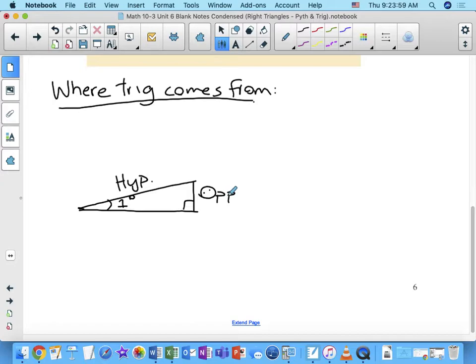The adjacent side is the one that's next to the angle that's not the hypotenuse. So if you look at this angle of 1 degree, there are two sides next to the angle. There's this one at the bottom, and then there's this slanted one. One of those two sides will always be the hypotenuse. The adjacent side is the one that's not the hypotenuse. So this one is the adjacent side. And again, adjacent means next to or beside.